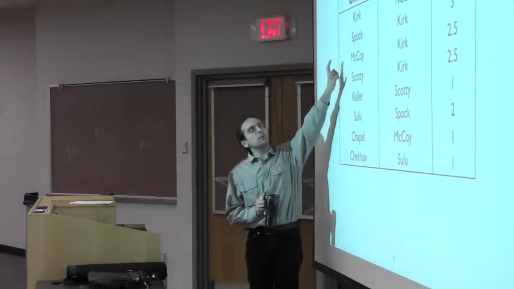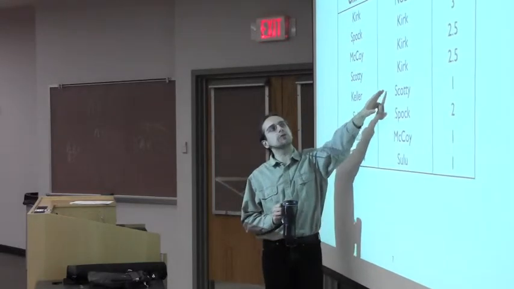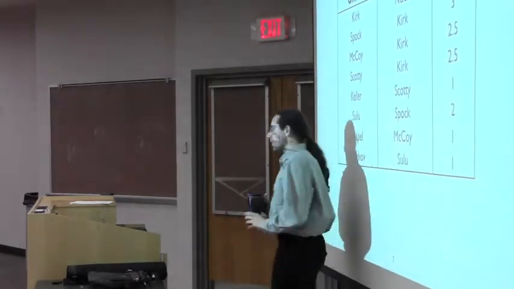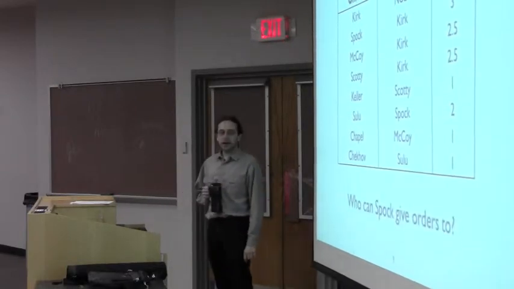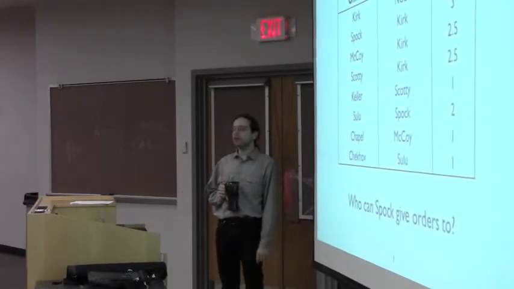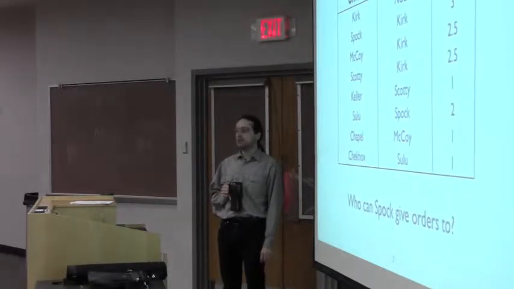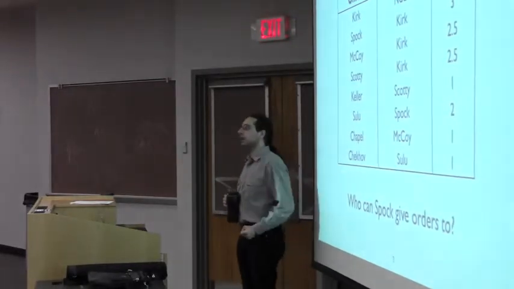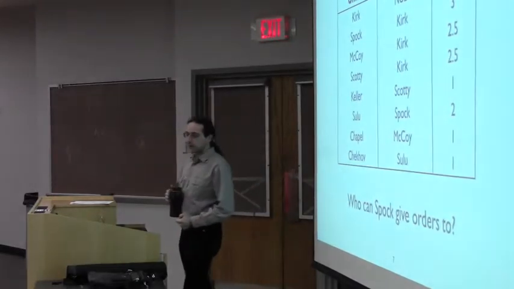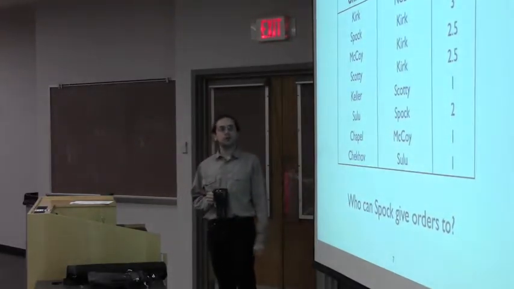You have a table with officers, the officer's direct superior, and the officer's rank. Now, how would you phrase the query, who can Spock give orders to, where any subordinate, either direct or indirect, could receive orders from Spock?